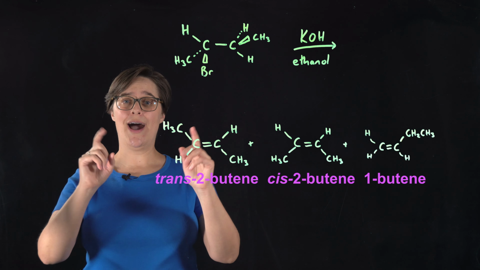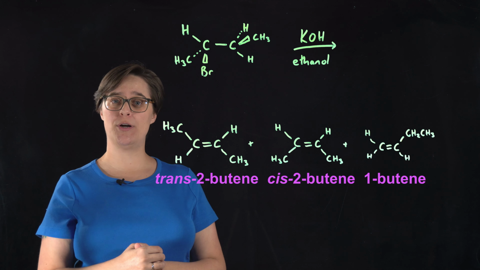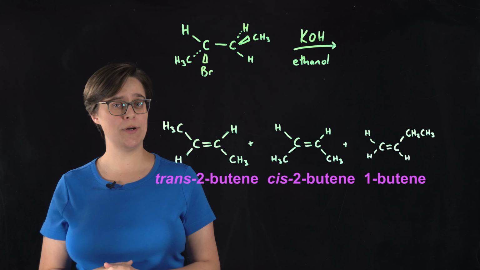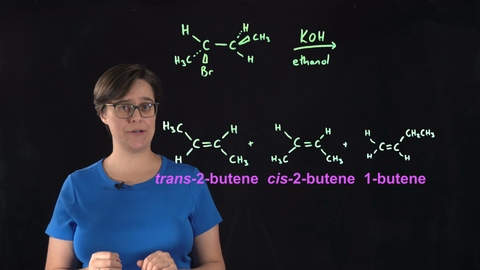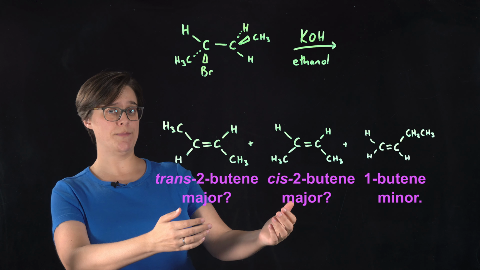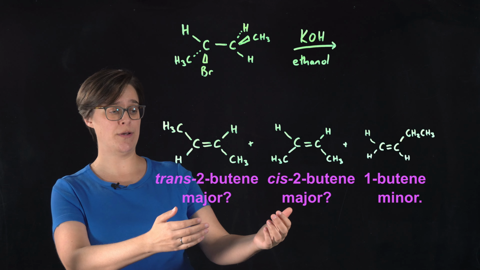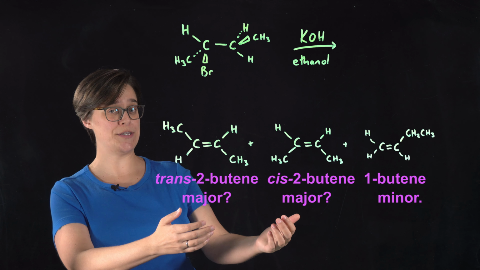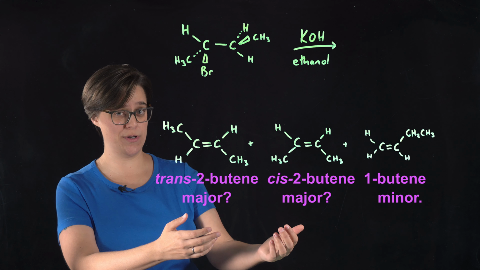Welcome back. I am going to show you how to determine which stereoisomer is going to be the major product in an E2 reaction. So according to Zaitsev's rule, the more substituted alkene is the major product, but that doesn't help us determine which of these two stereoisomers is actually going to be the major product.